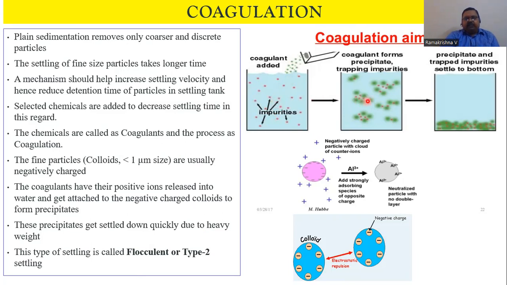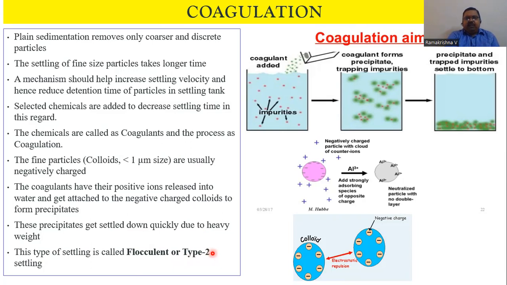And second step, we are going for slow mixing. So all the attached particles will come closer here, and subsequently they will form a bigger mass. And third stage, we have sedimentation where all heavier particles are removed. So in this process, the size of the particles changes from step 1 to step 2, step 2 to step 3. So that's why it is called flocculent settling or type 2 settling, because the size and shape of the particles change due to settling in the sedimentation tank.